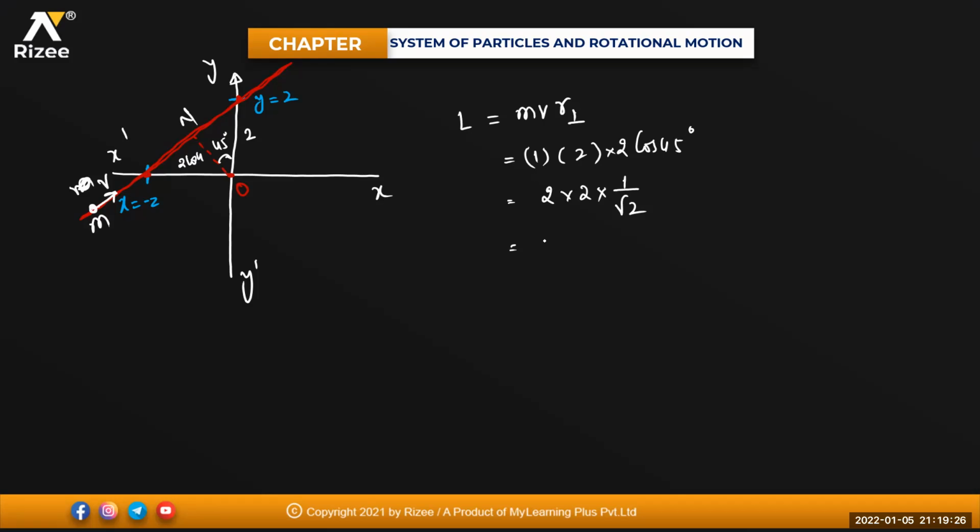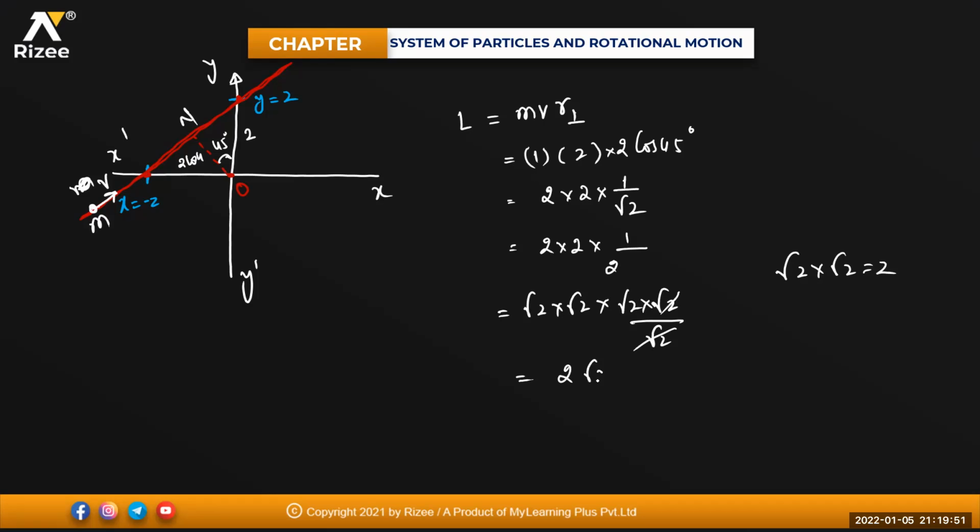Isn't it? So what can I write better? 2 divided by root 2 is nothing but how much? Root 2 into root 2 is how much? 2. Isn't it? So this will be equal to root 2 into root 2 into root 2 divided by root 2. So this will get cancelled. So this will be equal to 2 root 2 kg meter square per second. That will be the answer.